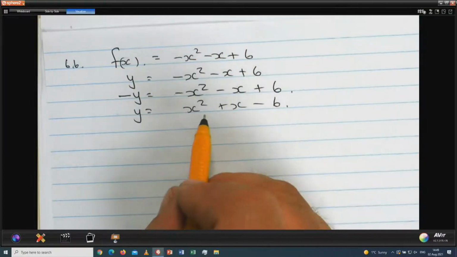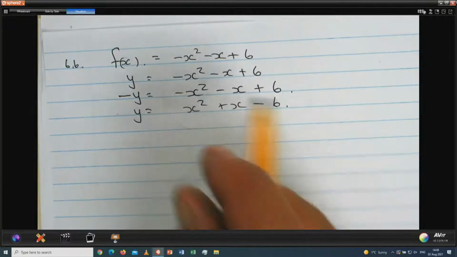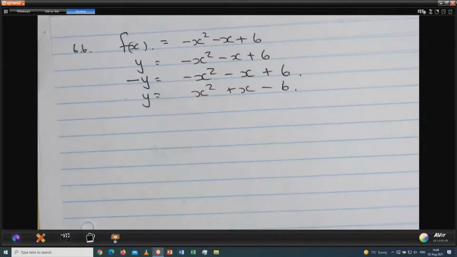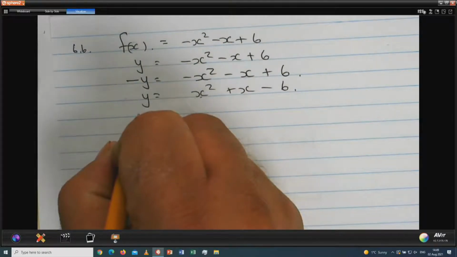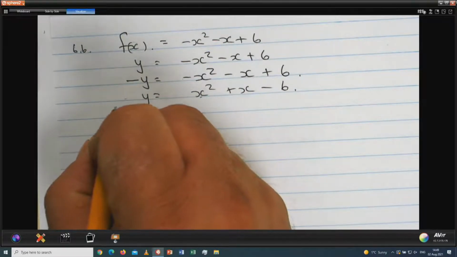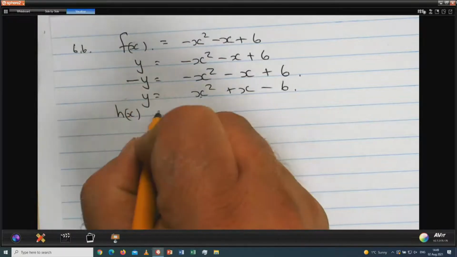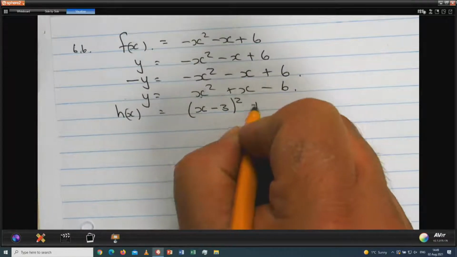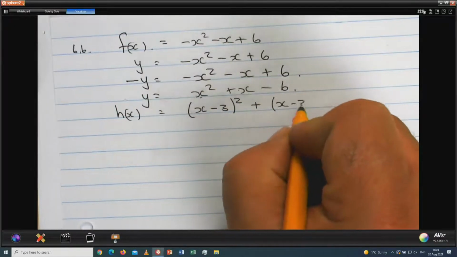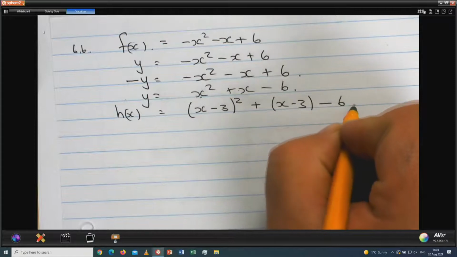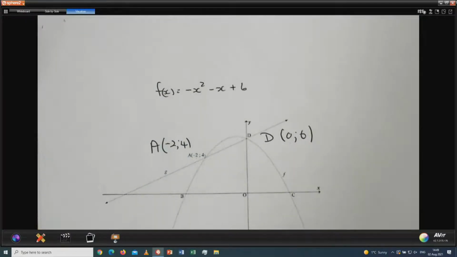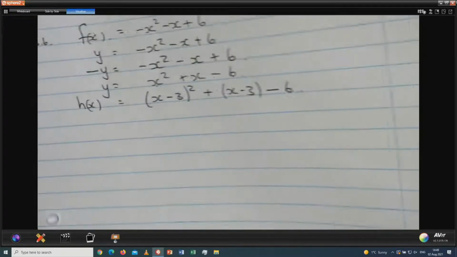Now, if this graph is also translated 3 units to the right, then we're going to use x minus 3. So wherever there's x, we put x minus 3. So here we can say h(x) is equal to (x minus 3) squared, plus wherever there's x, you put x minus 3, and minus 6. Okay, it's only translated 3 units to the right, so that's fine.